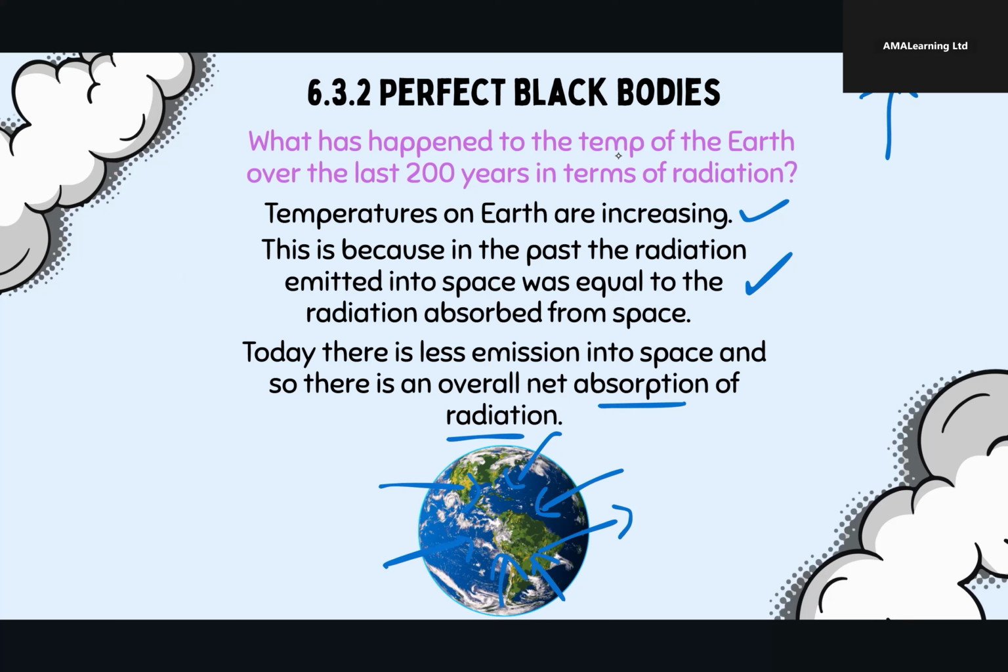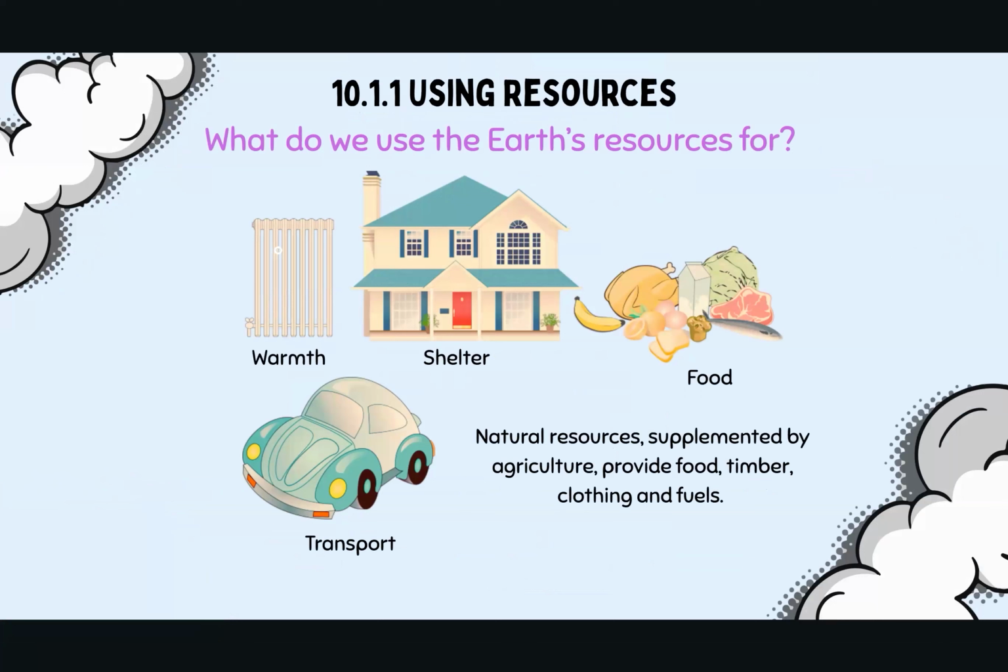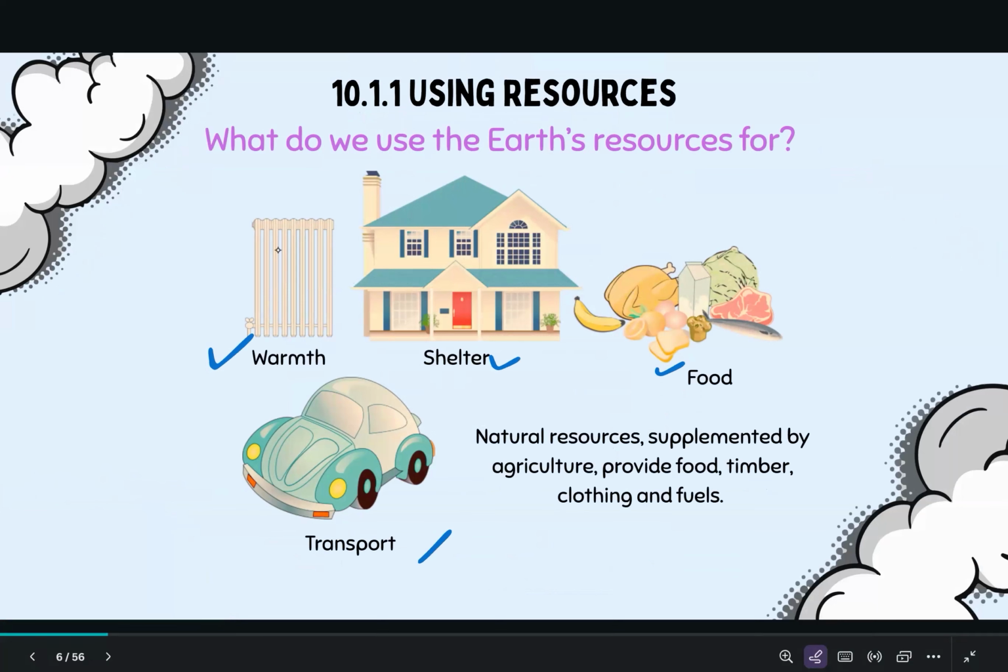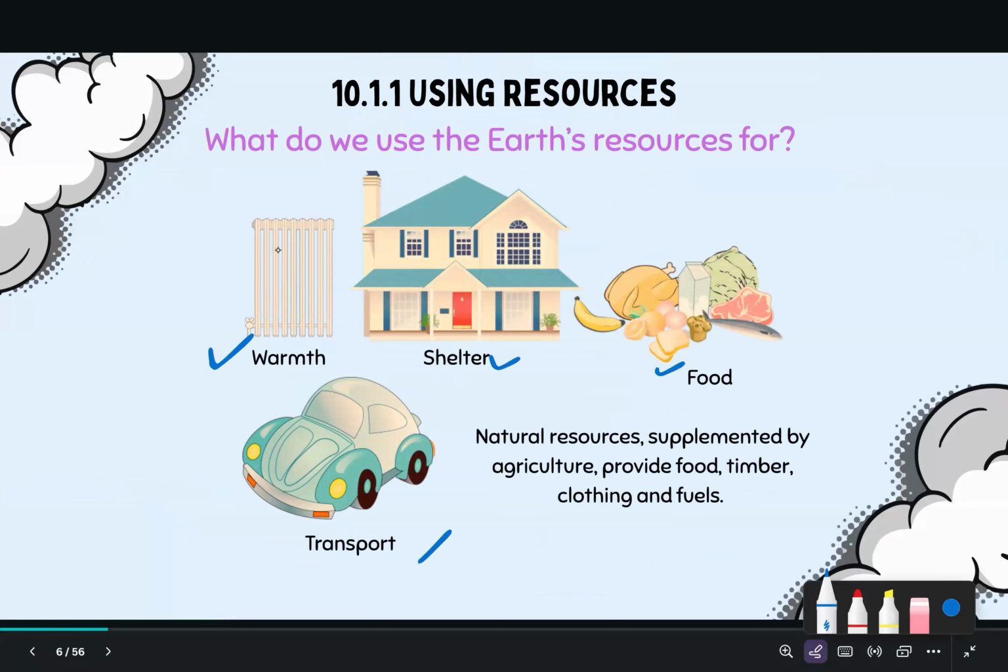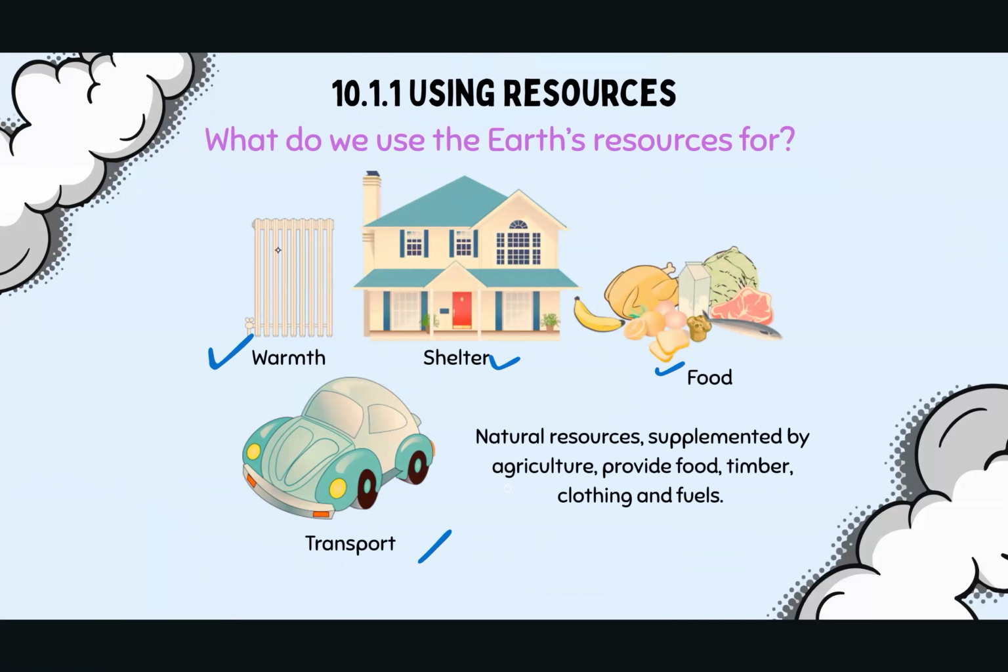Okay, and that takes us to the end of topic 6. So what do we use the Earth's resources for? We use it for warmth, shelter, food, transport. Natural resources supplemented by agriculture provide food, timber, clothing, and fuels.